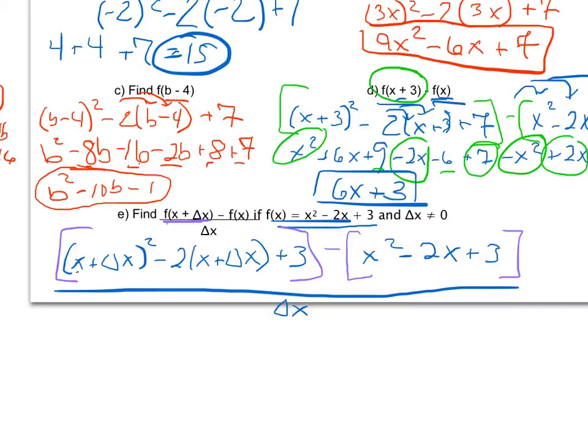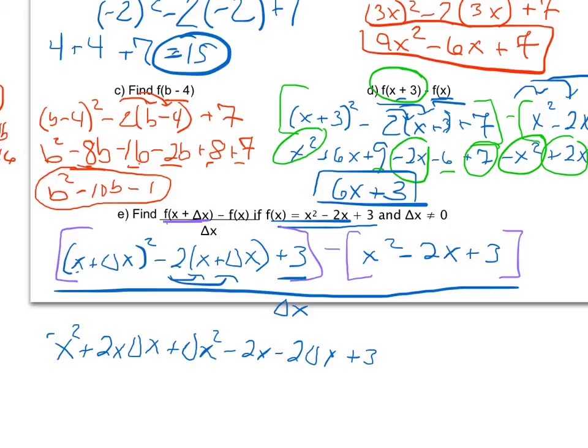I'm going to simplify. X plus change of x squared. I FOIL it and I get x squared plus 2x change of x plus change of x squared. I distribute my minus 2. Minus 2x minus 2 change of x. My plus 3 drops down. Now I distribute this minus sign. Minus x squared plus 2x minus 3. This is still all over change of x. Because I'm out of room, I'm going to write it as a slash instead of under.